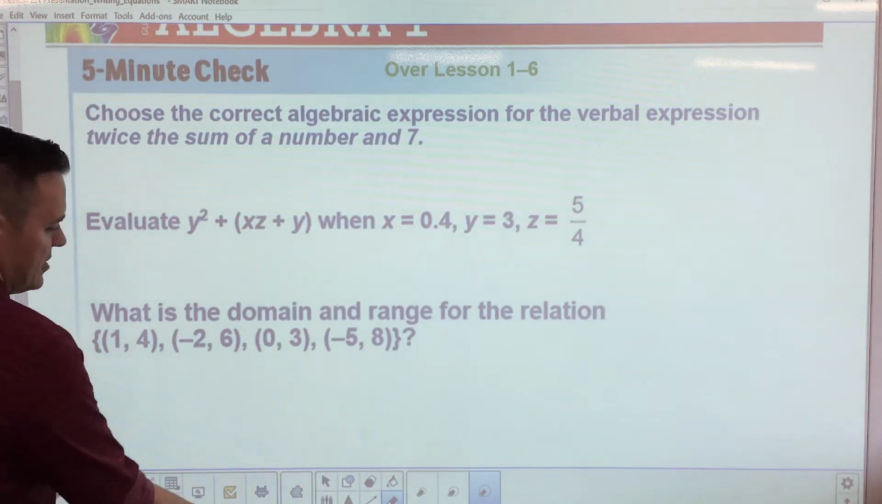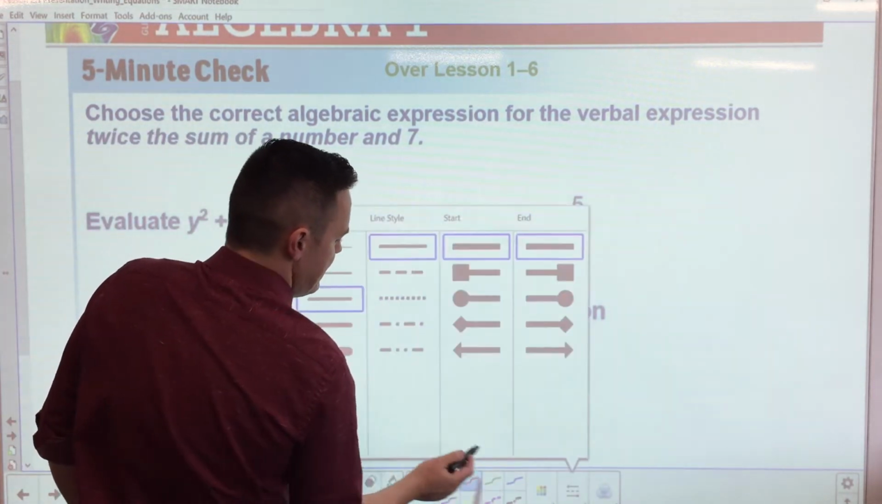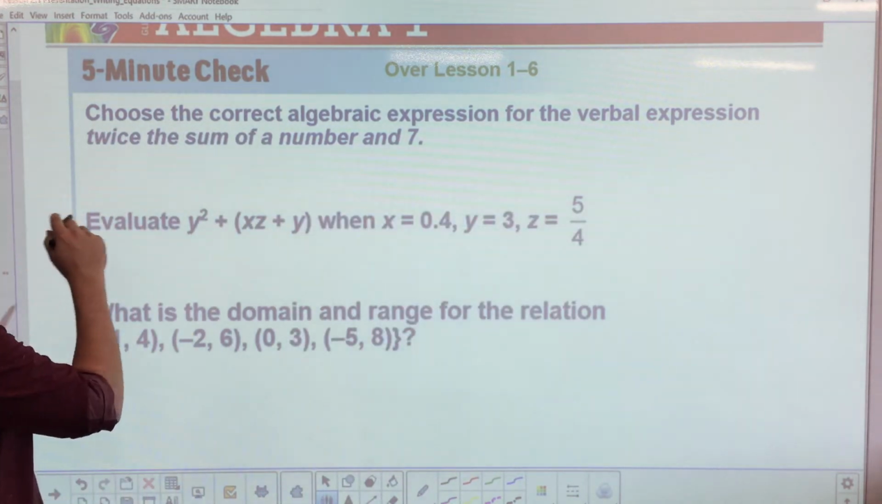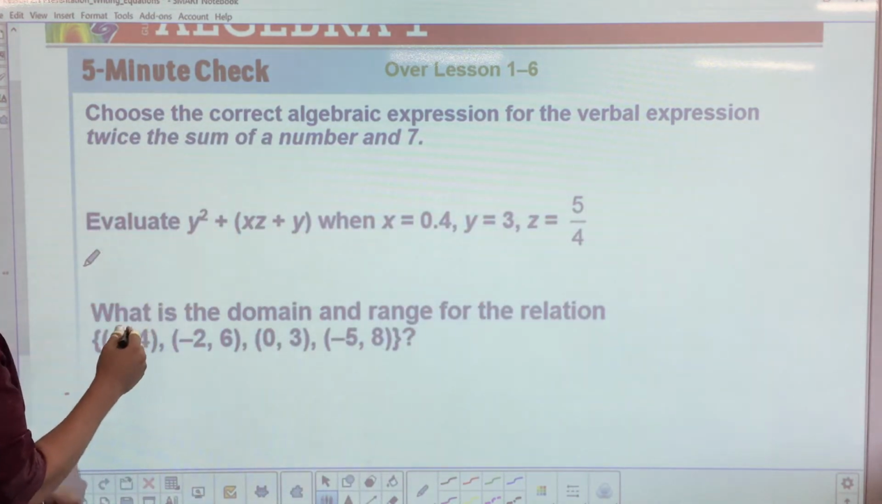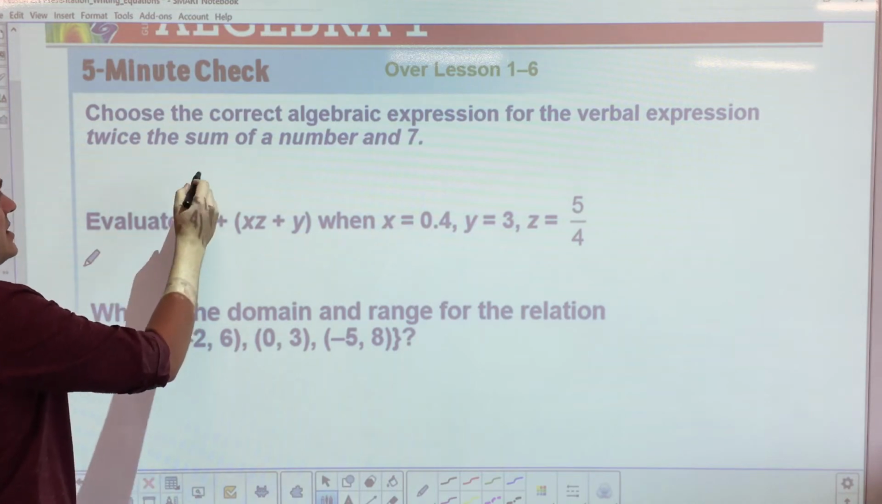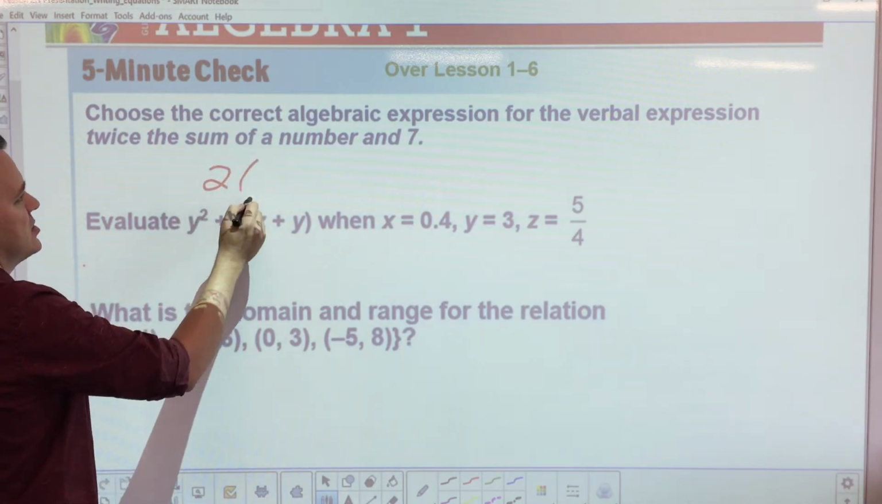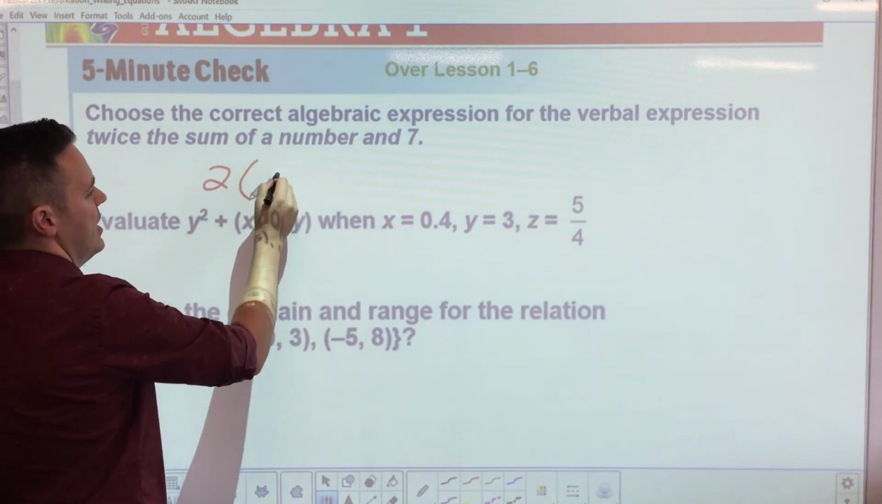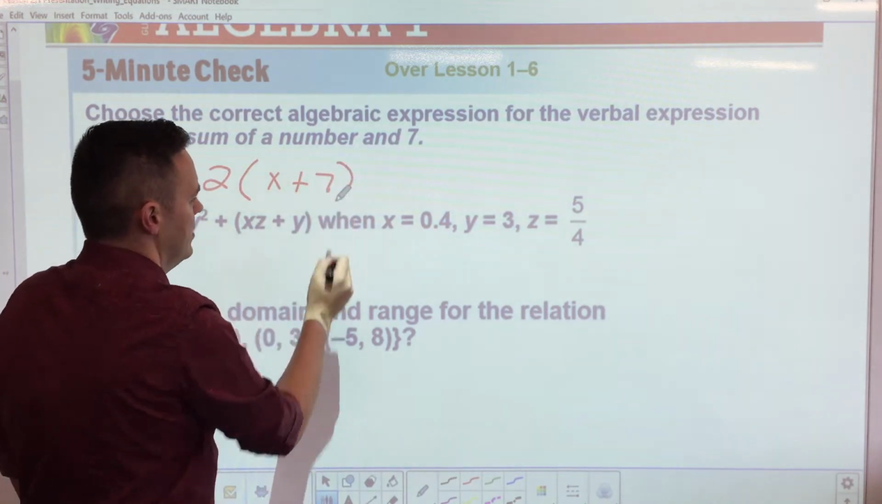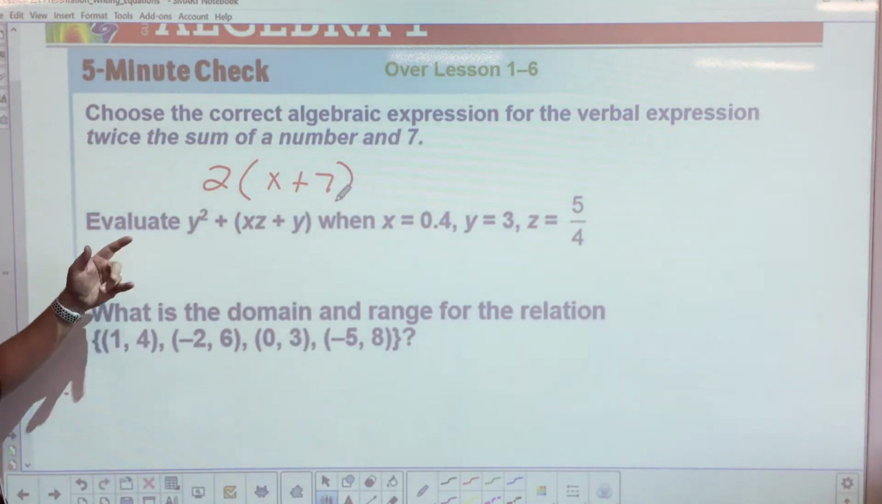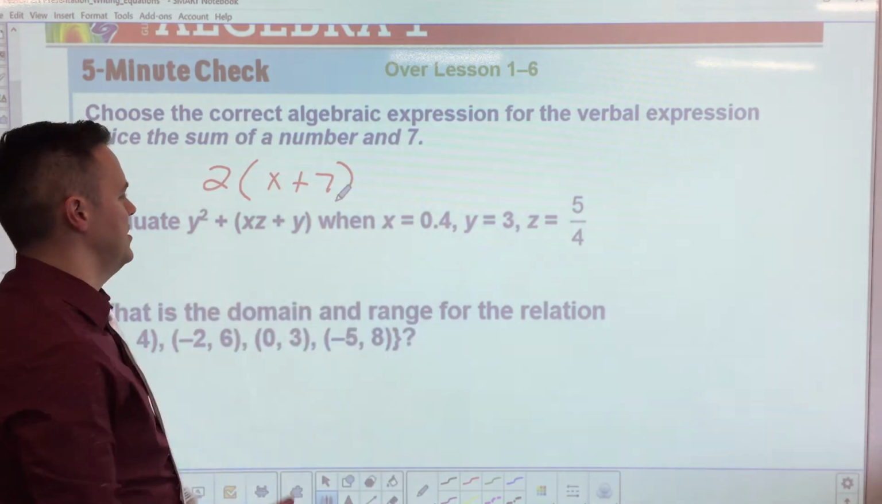All right, so let's get started on this, ladies and gentlemen. Big key point is just sometimes we need to make sure we write it out as we see it. So in this instance, it was 2 times, it's twice the sum of a number and x. Okay, there you go. The next one, evaluate this expression when you plug in these numbers.